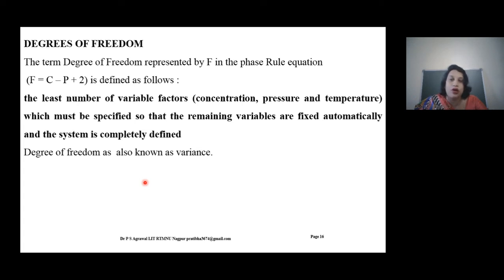Suppose you want to plot a point on a graph. You need 2 coordinates. That means 2 variables, 2 degrees of freedom. On a line, if I want to plot a point, I need only 1 variable, the x variable. That is 1 degree of freedom. In space, if I want to define my position, I have to check x, y and z coordinates. That means 3 variables, so the degree of freedom is 3.